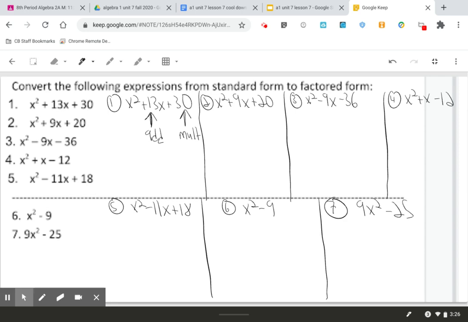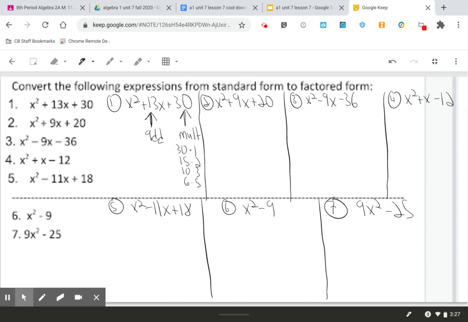Now if you have a hard time figuring it out, usually what I do is write down what numbers multiply to 30. Well, I know 30 times 1 is 30. I know 15 times 2. I know that 10 times 3 is 30. I know that 6 times 5 is 30. So those are all combinations of numbers that multiply to 30.